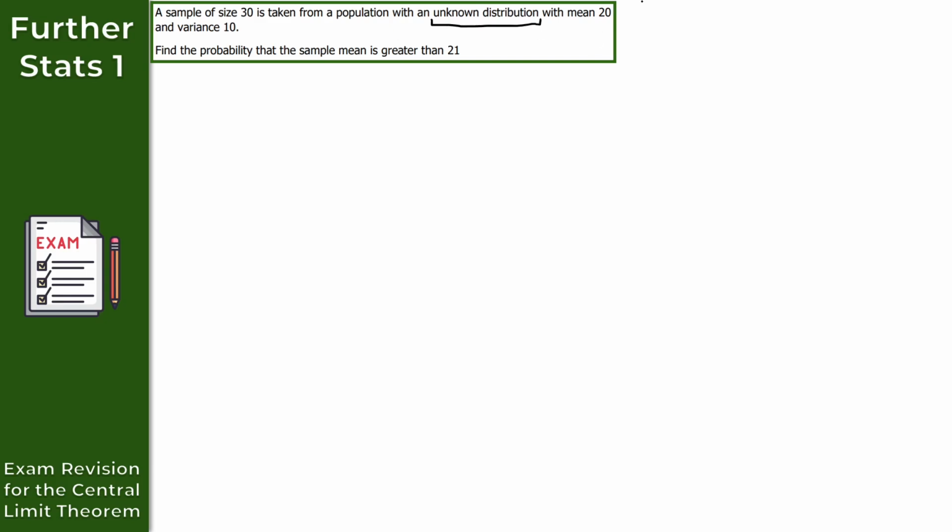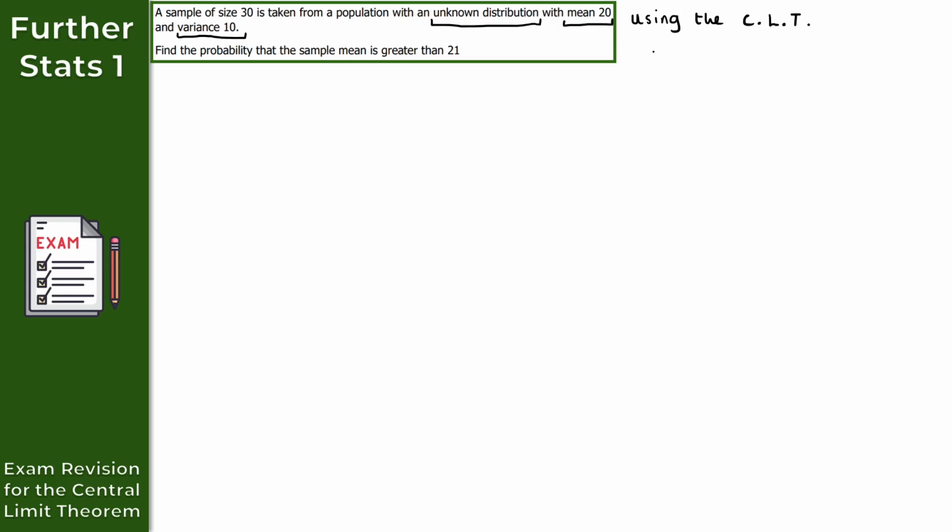However, we do know the mean. So the mean here is given as 20 and the variance is 10. So we've got everything that we need here now to use the Central Limit Theorem. So let's just note this here then. So using the Central Limit Theorem. So CLT here just means the Central Limit Theorem.